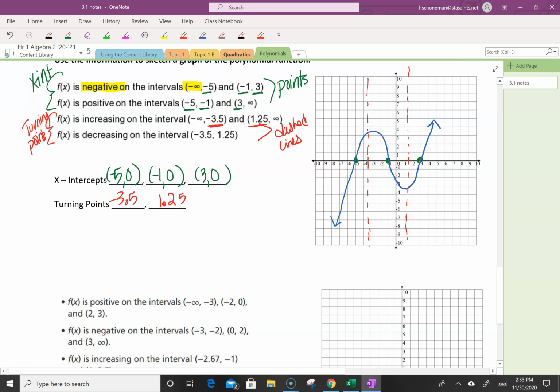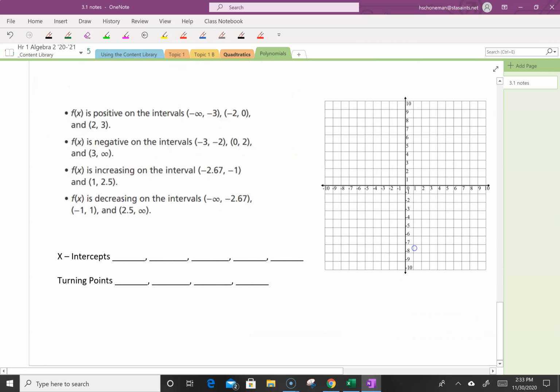And the reason I knew to start it below was because I looked for the -infinity on the left, and it said at -infinity it was negative. Now if you need to check anything out, it also says between -1 and 3 it's negative. Well, between -1 and 3 it's negative down here. It says between -5 and -1, it's positive. Well, it's positive up here. These are all correct. Let's try it again.